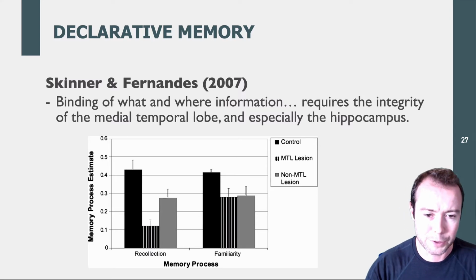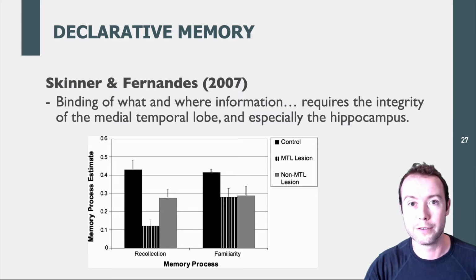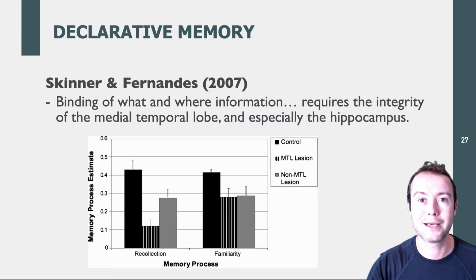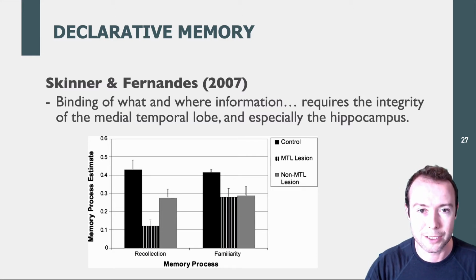So one of the things we can focus on here is, if we first of all look at the dark black bars, they indicate performance of our healthy control participants. So they have much better performance on both the recollection and the familiarity tasks.